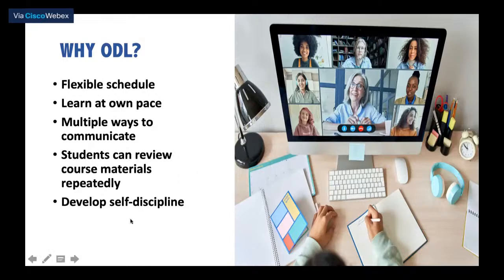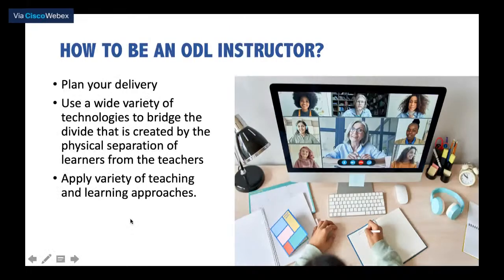Okay. All right. So how to be an ODL instructor? We can see that we were not preparing ourselves to be an ODL instructor before this. But we were forced to because of the pandemic. Because of the pandemic, we need to be an online learning instructor, which is something we could not actually imagine. However, I've been doing this since before the pandemic.